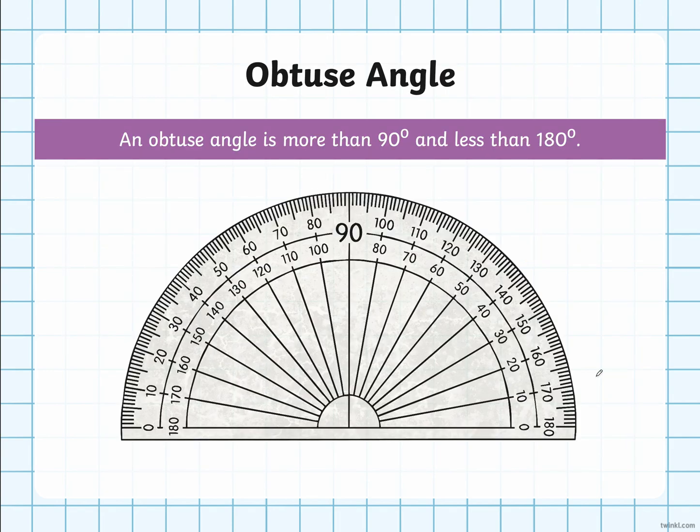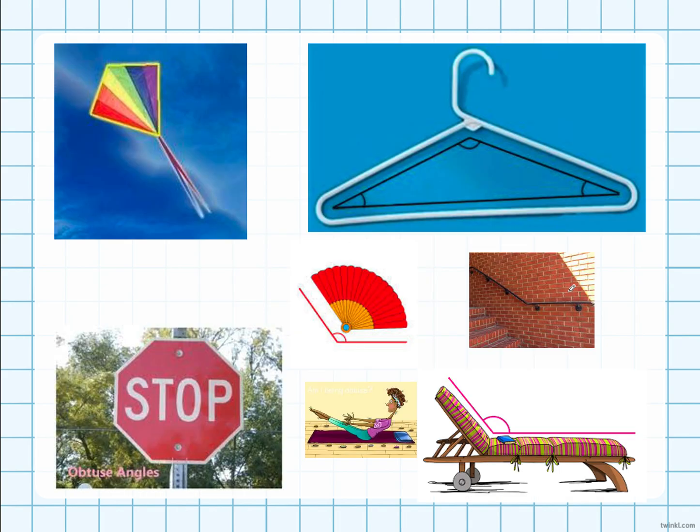Now, an obtuse angle is more than 90 degrees, but less than 180 degrees. So this is an obtuse angle. It's more than 90 degrees, but it's less than 180 degrees. Here are some examples of obtuse angles in real life. This bit of the kite is an obtuse angle. This part of my hanger here is an obtuse angle. And the way this staircase goes is an obtuse angle.